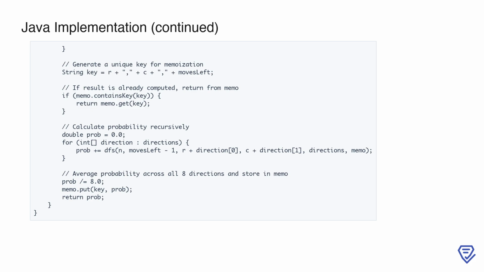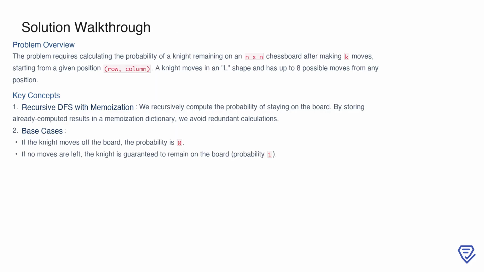In this problem, we are tasked with calculating the probability that a knight remains on an N x N chessboard after making k moves, starting from a specific position, row, column. The knight's unique movement pattern, which forms an L shape, allows it to jump to up to 8 different positions from any square on the board.